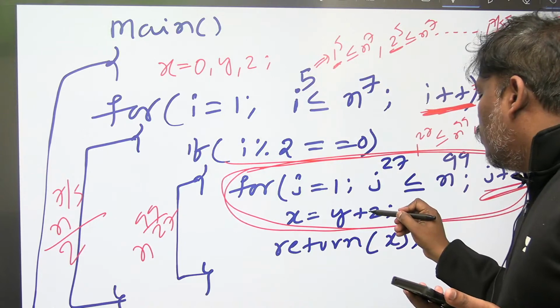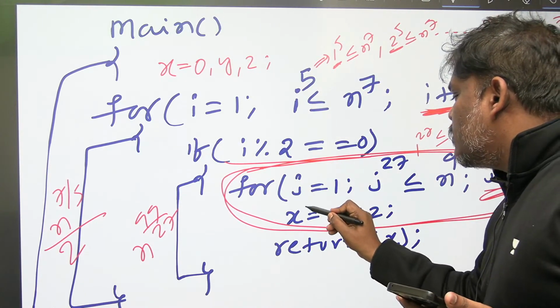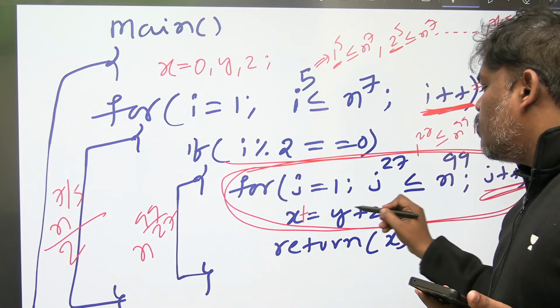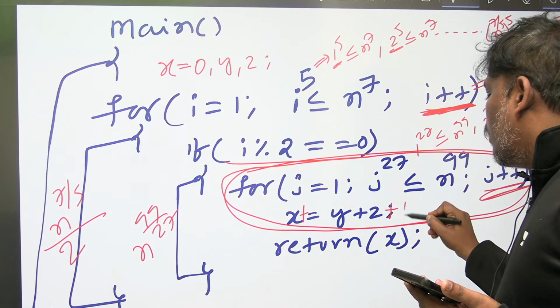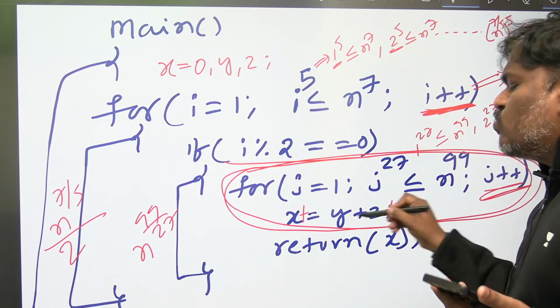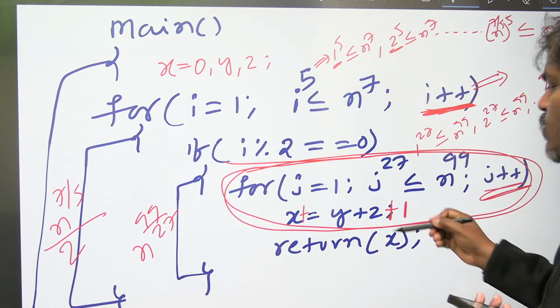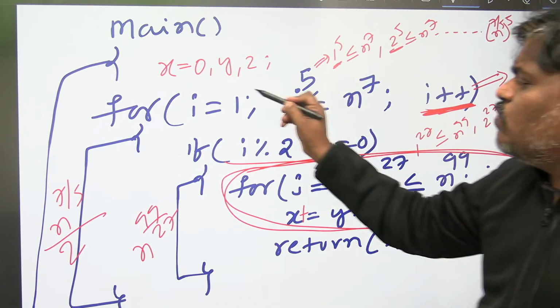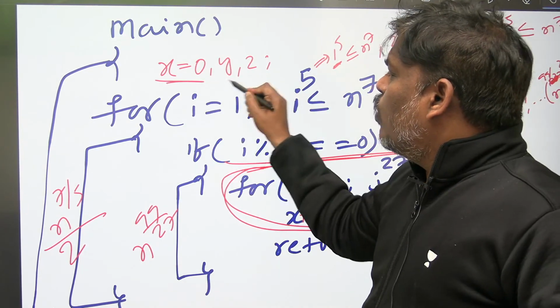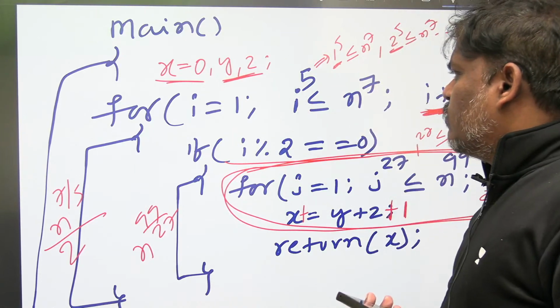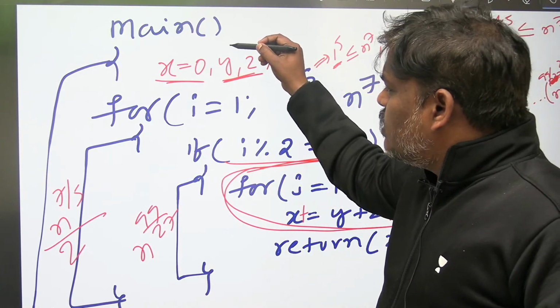x is equal to x plus y plus z plus 1. Assume that something, so that a meaningful sentence will come. So he is asking for the x value. Assume that x is 0 initially, and y and z may be some garbage values. If you want, you can assign some values here also.